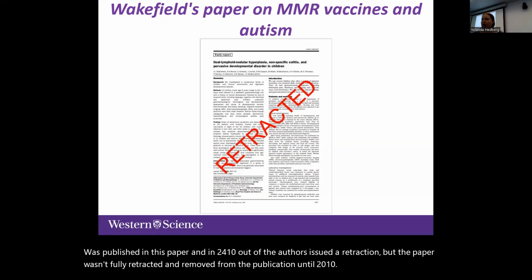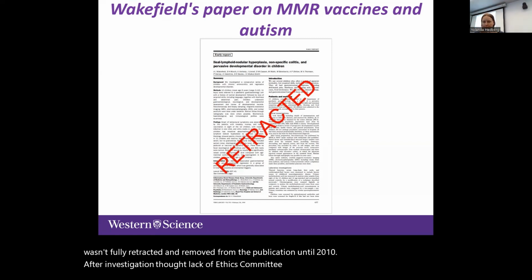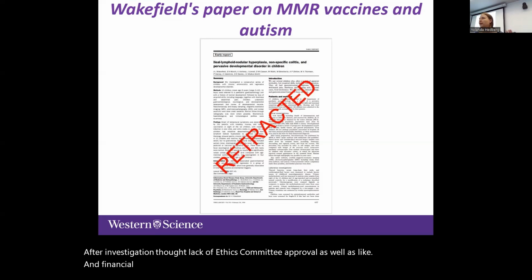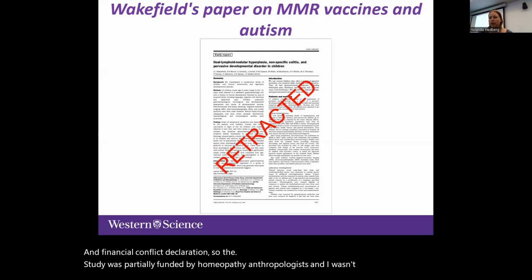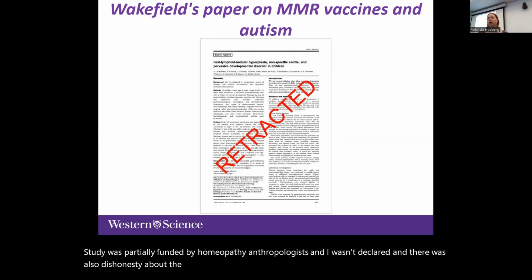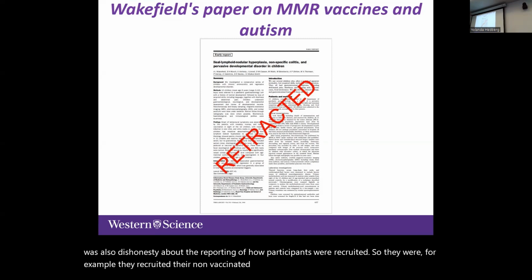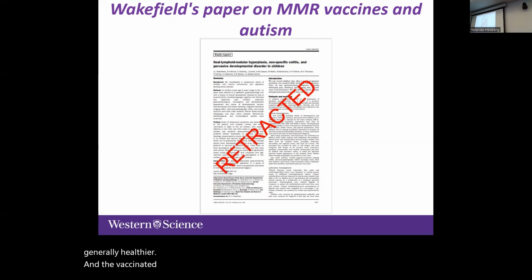After investigation, they found a lack of ethics committee approval, as well as a financial conflict declaration. The study was partially funded by a homeopathic anthropologist, and that wasn't declared. And there was also dishonesty about the reporting of how participants were recruited. For example, they recruited the non-vaccinated children from wealthier families that were generally healthier, and the vaccinated ones from non-wealthy families. So there was a bias that wasn't declared, and that gave the good results that they wanted.